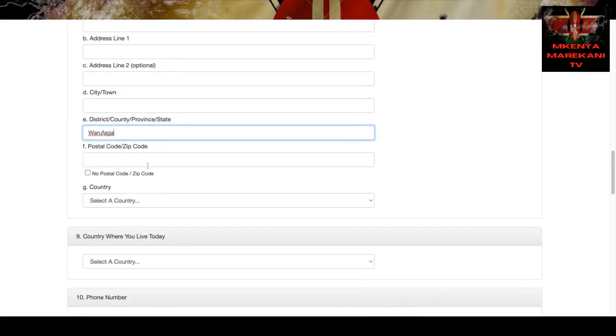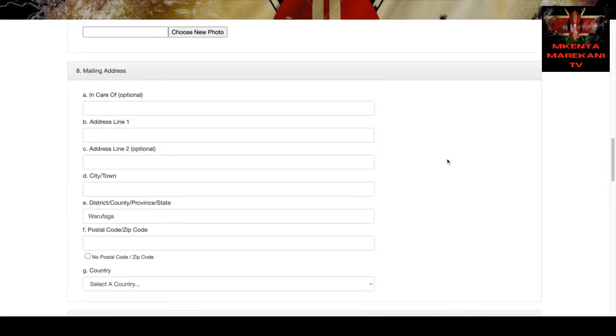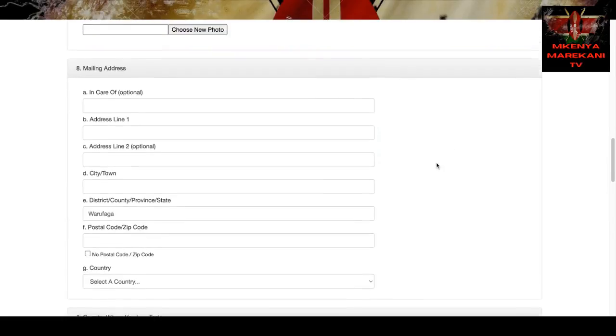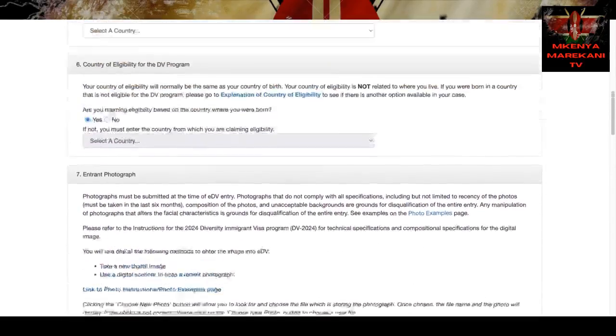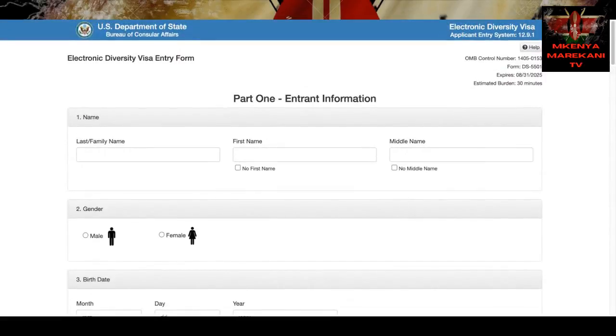It's easy to use a laptop. That I've confirmed. And also on a laptop, if the screen is big, you'll be able to see what you're typing. Because this is information you don't want to mess around with. And once you submit, that's all. You can't repeat. If you repeat, you're disqualified right there and then.